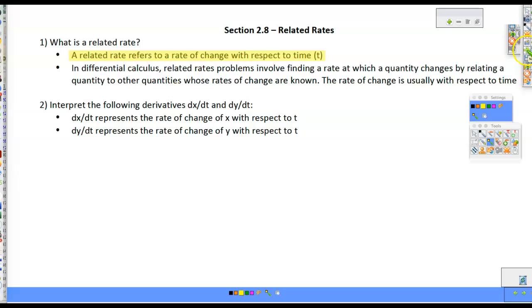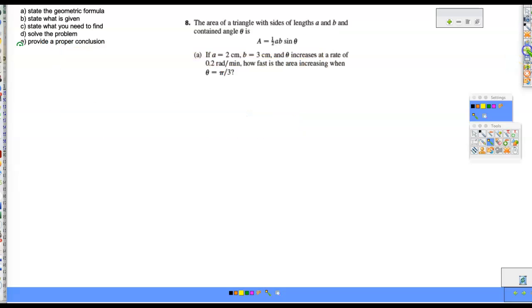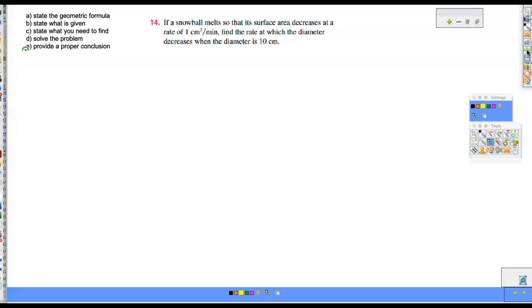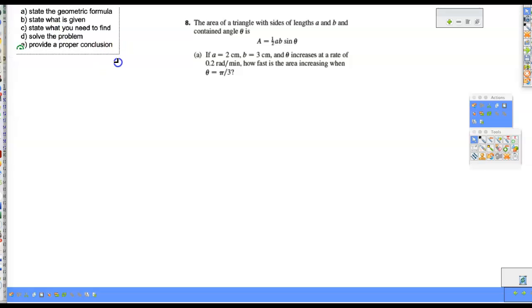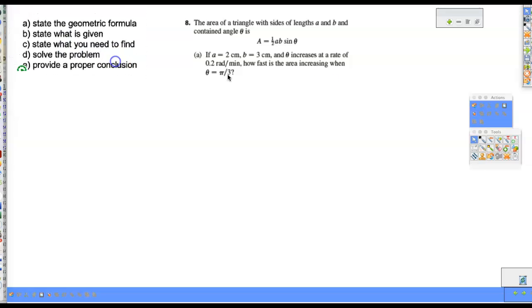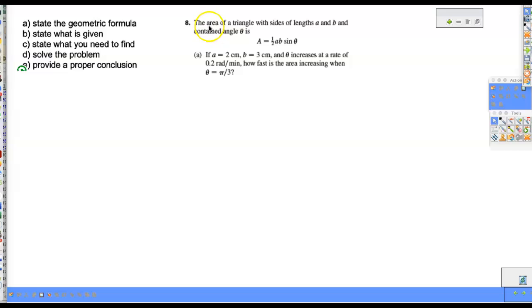So we saw a few examples. We're going to take a look here at a few more, and we're going to get to problem number 8. Let's get to problem number 8 now. I want us to stick to our game plan. We want to be looking for a geometric formula, if one's given, state what's given, state what we need to find, solve the problem, and then provide a conclusion. Some of these you may or may not have to draw a figure, so we just want to be mindful of that. So let's take a look here.